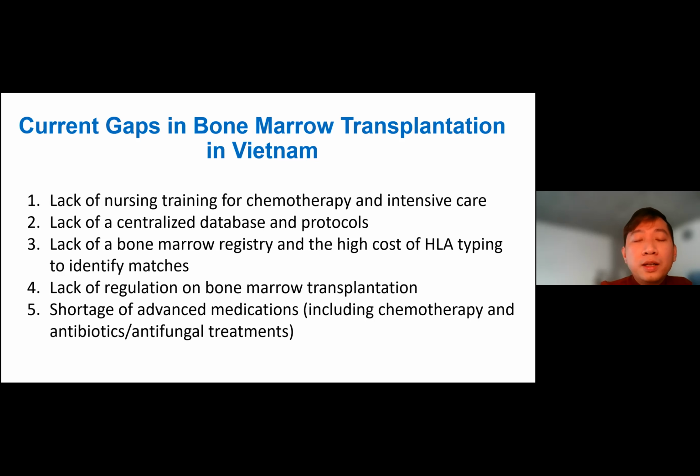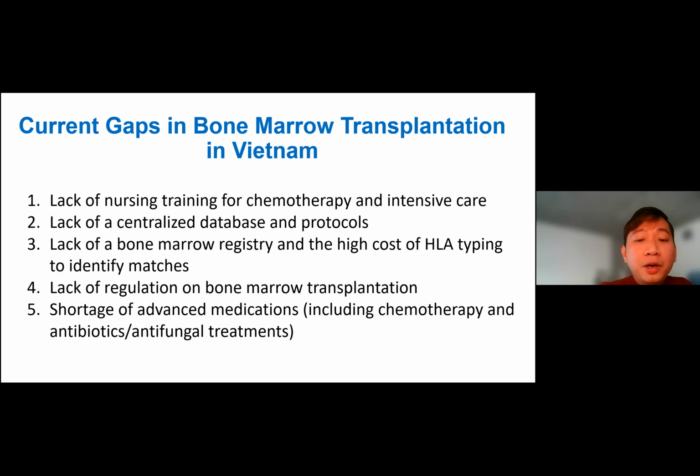If you think about it, the majority of patients in Vietnam come from low-income provinces, so they don't have a lot of money to pay for that. So the chance of finding a match is really low also.